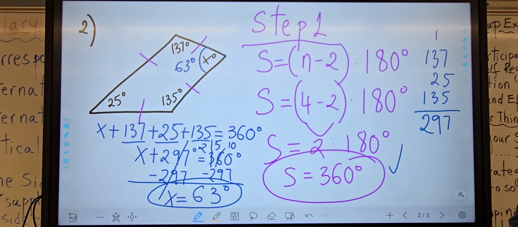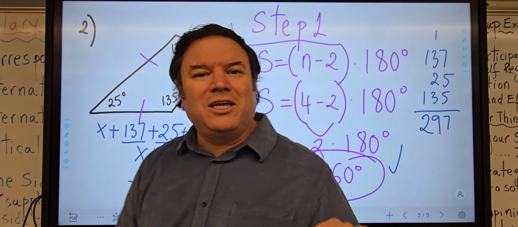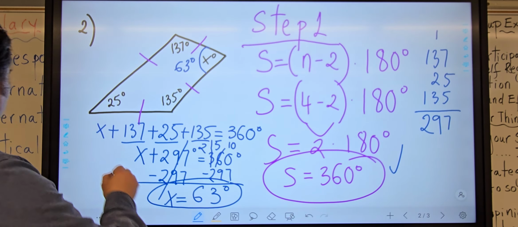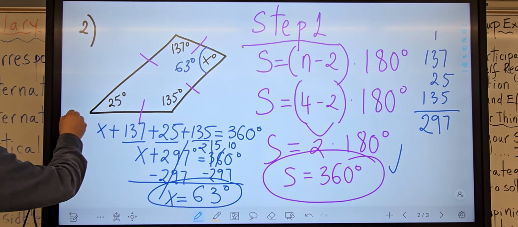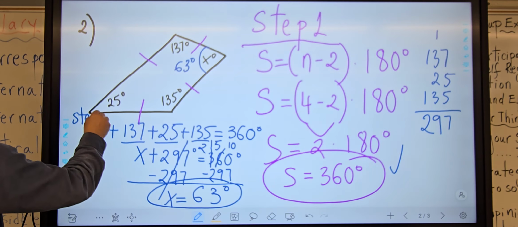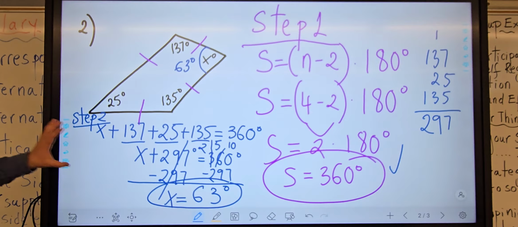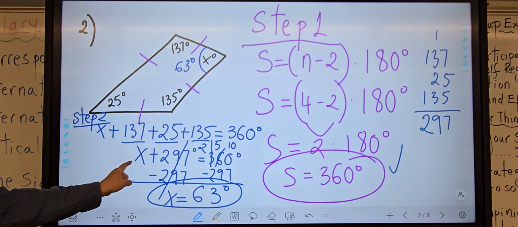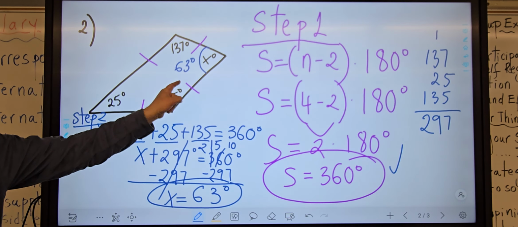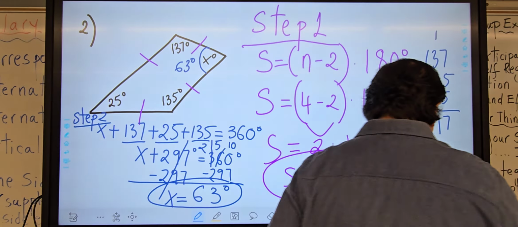360 degrees. Remember, this problem had 2 steps. Step number 1, and here's step number 2, where we had to create an equation and solve for x. Let's continue with our last problem.